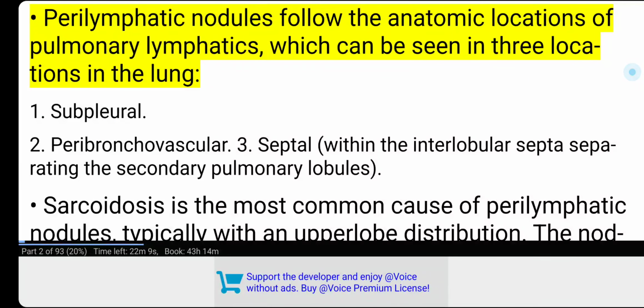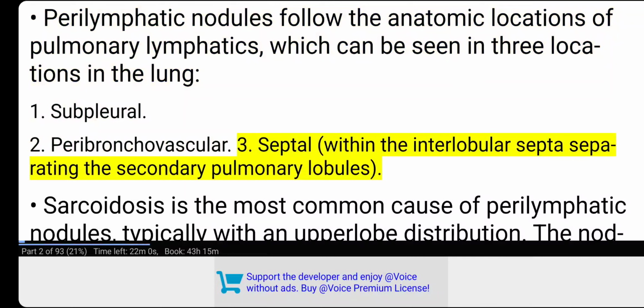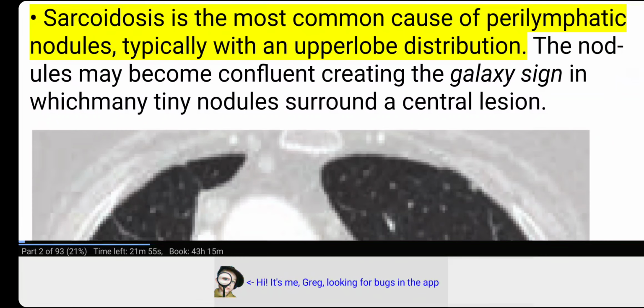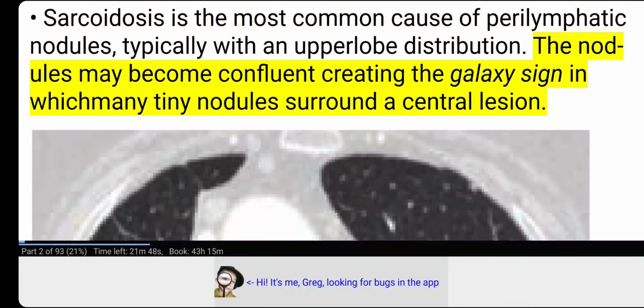Paralymphatic nodules follow the anatomic locations of pulmonary lymphatics, which can be seen in 3 locations in the lung. 1. Subpleural. 2. Parabronchovascular. 3. Septal, within the interlobular septa separating the secondary pulmonary lobules. Sarcoidosis is the most common cause of paralymphatic nodules, typically with an upper lobe distribution. The nodules may become confluent, creating the galaxy sign in which many tiny nodules surround a central lesion.